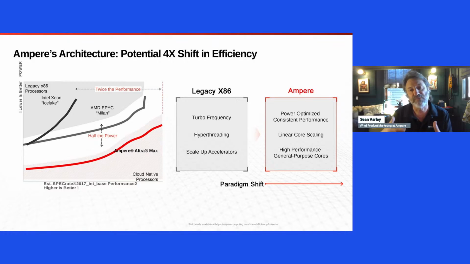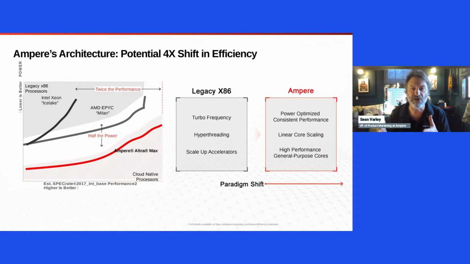This efficiency is predicated on several different factors. If you look at a legacy x86 processor, you're going to see things like turbo frequency or hyper-threading. Also, you might see scale-up accelerators, things that are put into the processor for specific accelerations that may be attempting to do what Mark just talked us through for the first part of this entire webinar, which was utilizing a purpose-built ASIC or other accelerator for doing very specific jobs like video encoding or video transcoding. And so these are things that you might find in a legacy x86 processor, but you're not going to find those things in an Ampere processor.